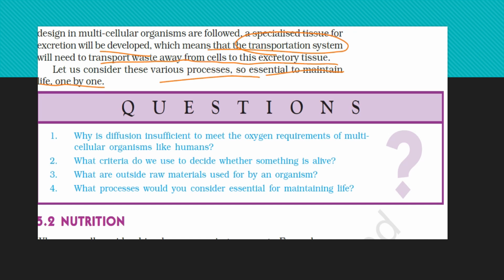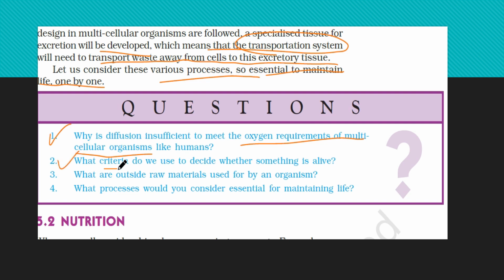Take out your answer book, your copy where you are writing the answers, and make it a separate copy, so that while teaching, whatever questions we get, you will write the answers there. Why is diffusion insufficient to meet oxygen requirements in multicellular organisms like humans? I have told that in unicellular organisms, diffusion is sufficient because their full body is exposed to the environment, but in multicellular organisms, not all body parts are exposed to the environment.